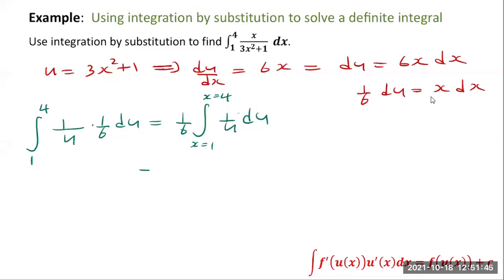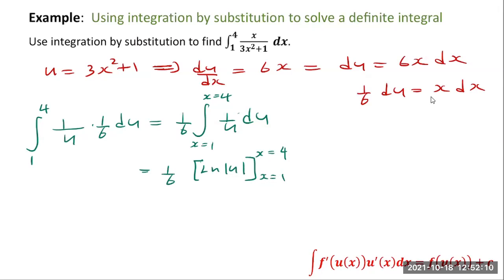All right. We all know how to integrate this function 1 over u with respect to u. That will be 1 over 6 times ln absolute value of u. The integration of 1 over u is ln absolute value of u. Of course, I have to put the limits now. Integration limits in the evaluation notation. That will be x is equal to 1, x is equal to 4.